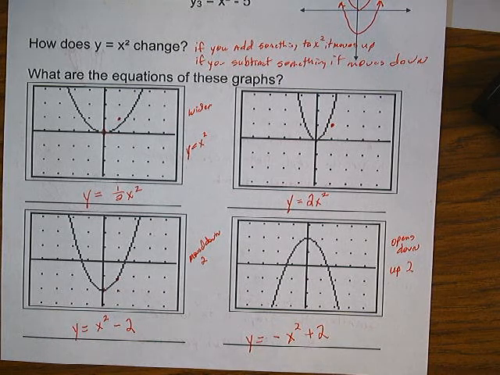So 3 things. How do I make it wider? Smaller numbers. How do I make it more narrow? Bigger number. How do I make it open down? Negative. How do I move it up the graph? Add something. How do I move it down? Subtract something.